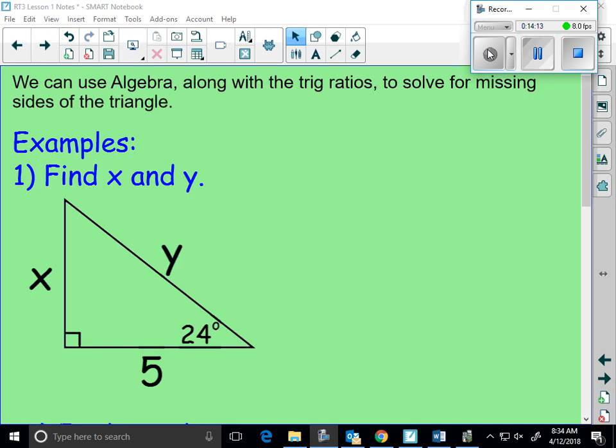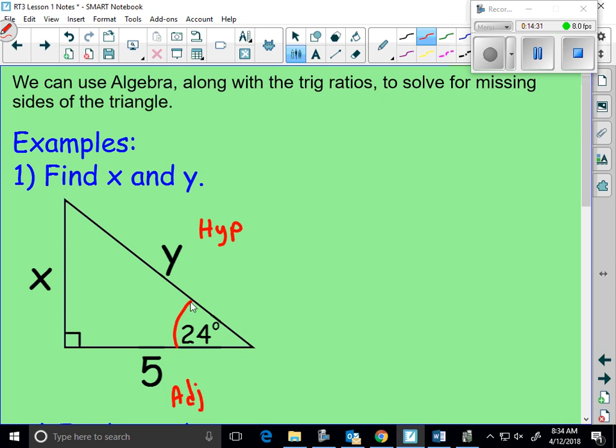Okay, now we know an angle measure. It's 24 degrees. We don't know two of the side lengths, x and y. But if I look at this angle, we know this is the hypotenuse. What is 5? Adjacent. What is x? Opposite. So let's target x first. Let's find x.